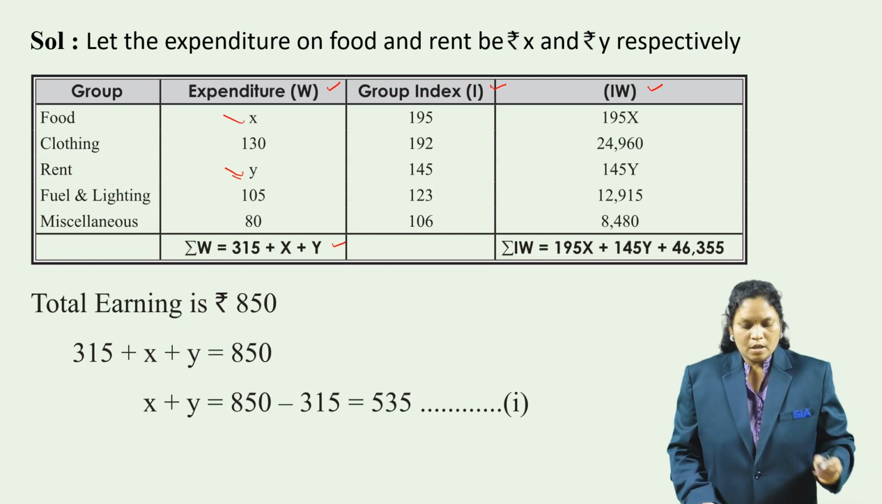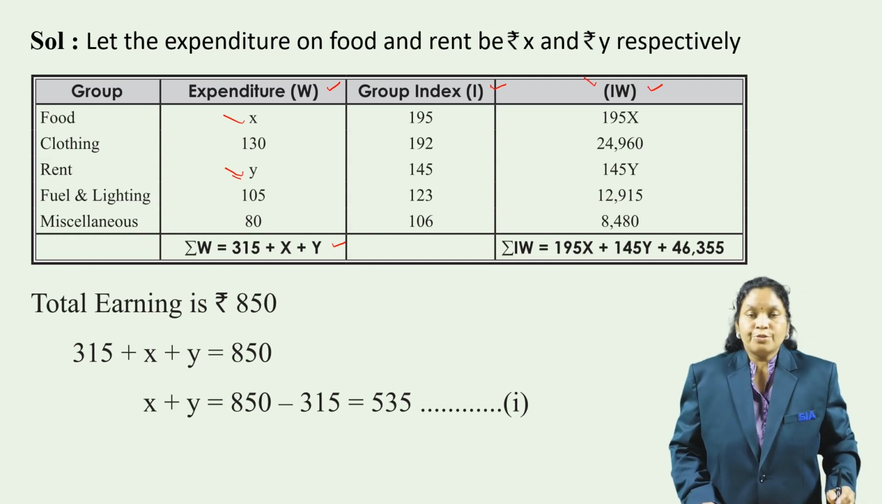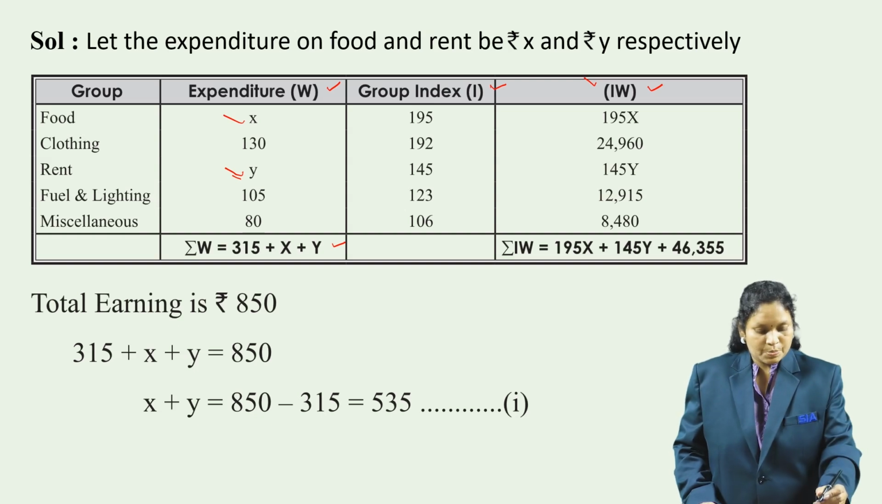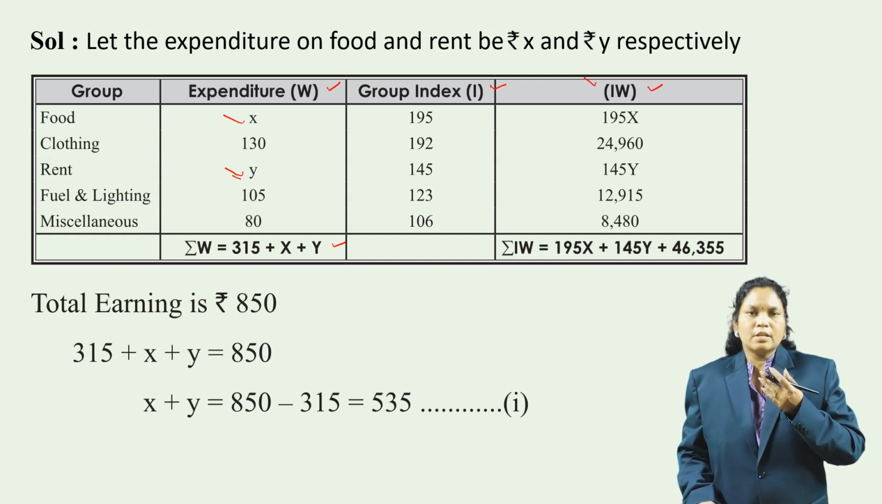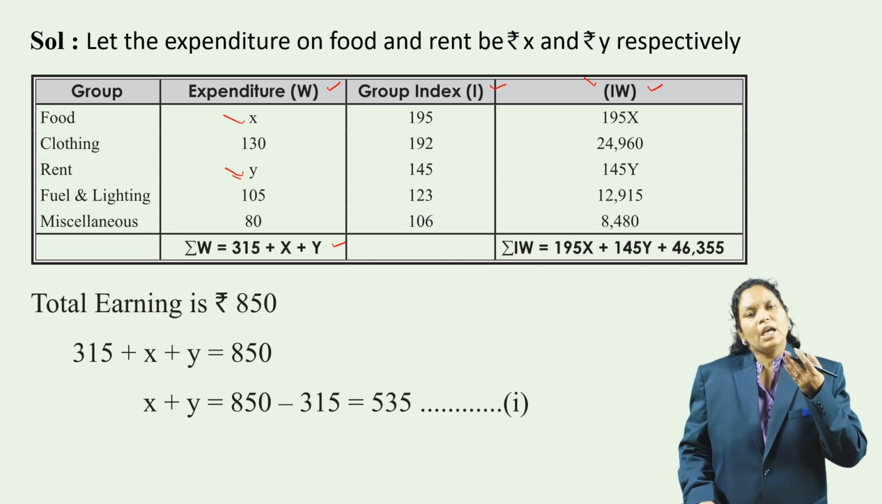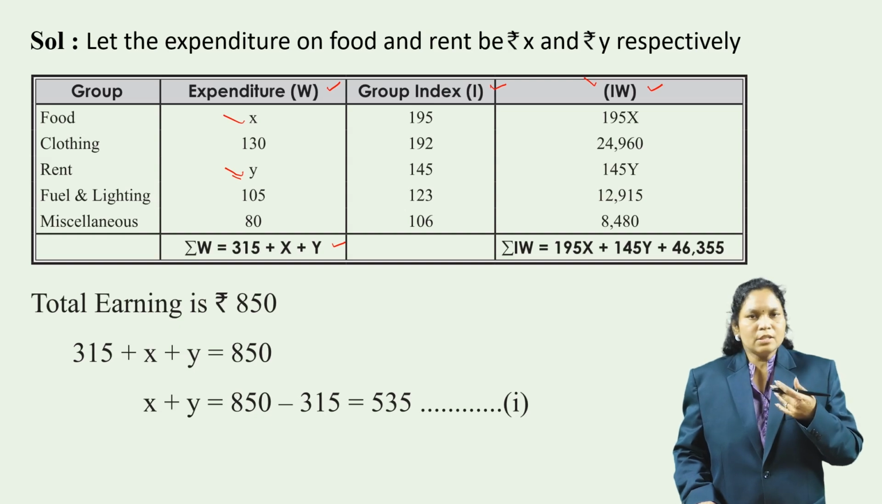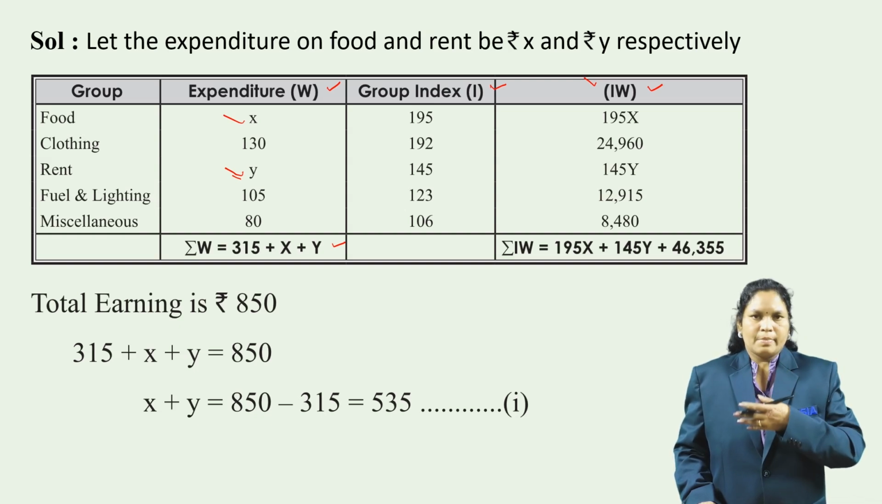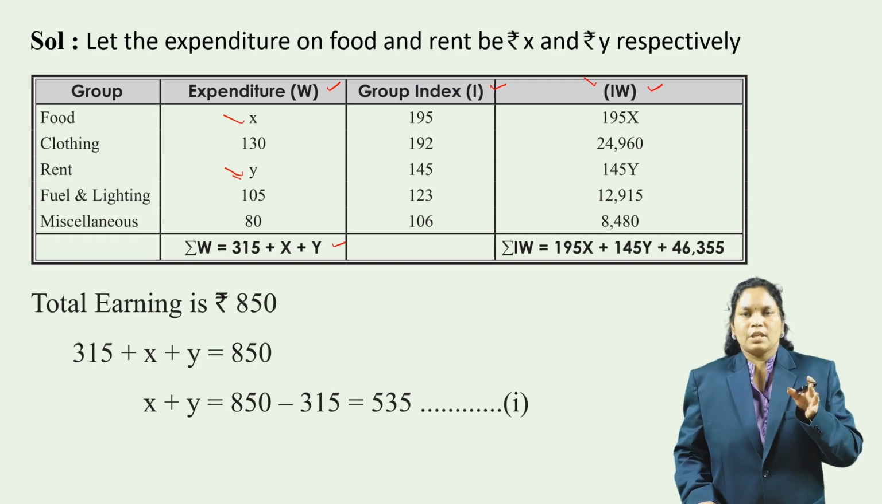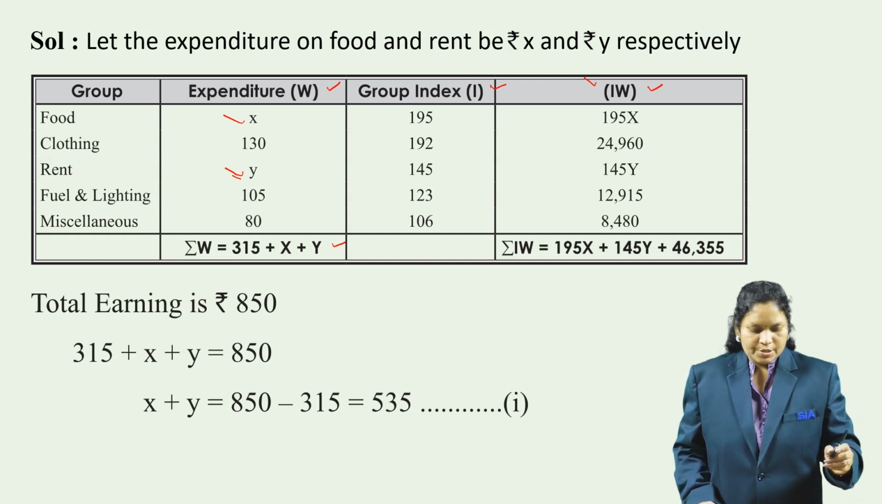So I made an IW column. We need to multiply them, as well as add up the W values, the expenditure values one by one. But here there are variables as well as numbers. Generally, if they are all numbers, we simply add them one by one and get the total. But here two are variables and the others are numbers. So how do we add? We add all the numbers together, then keep x and y as they are with the plus symbols. That's what I have done here.